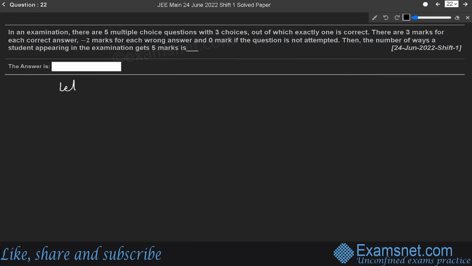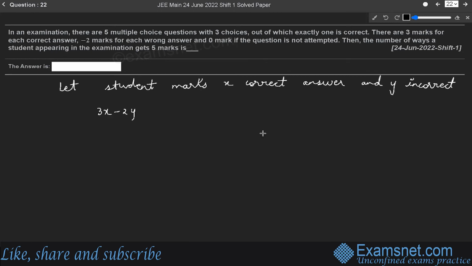So let the student mark x correct answers and y incorrect answers. So we can say that 3x minus 2y will be equal to 5, and x plus y will be less than or equal to 5, where both x and y belong to W. The only possible solution is (x, y) equal to (3, 2).